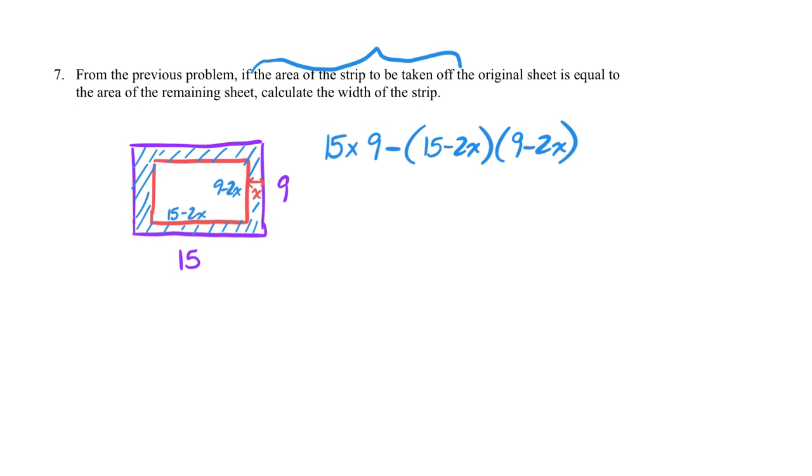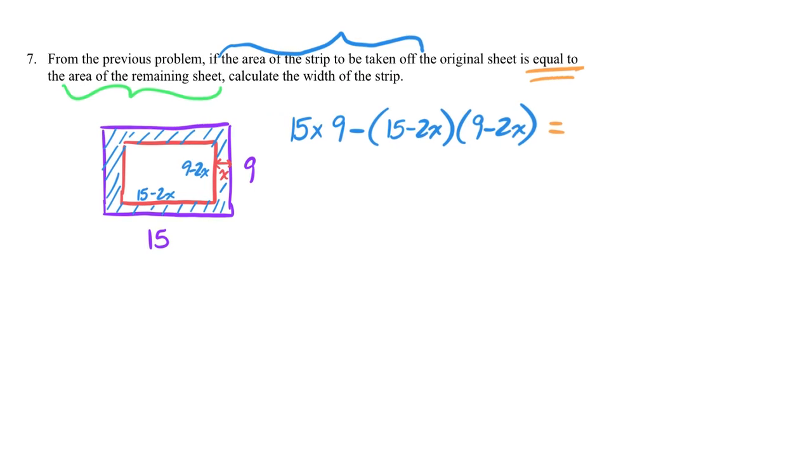Okay, it says that that is equal to, so I'm going to put my equals, and that is equal to the area of the remaining sheet. Well, the area of the remaining sheet is 15 minus 2x times 9 minus 2x. And there we go. We're good. There is a direct translation of that statement. For you to work your way through, we would be expanding the brackets, collecting like terms, and then using factoring or the formula to solve.